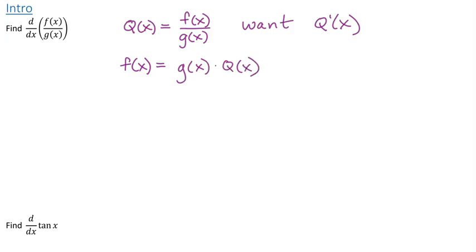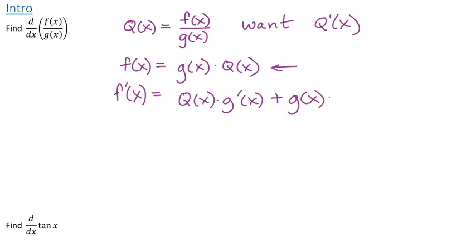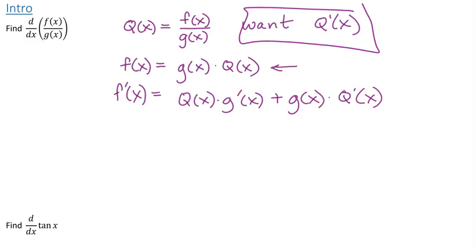And the reason this is helpful is because while we don't know the quotient rule yet, we do know the product rule. So we know how to find f prime of x. f prime of x is the second, q, times the derivative of the first, g prime, plus the first, g, times the derivative of the second, q prime. And now remember, our goal was to find q prime of x, so I can solve that. This is not a terribly hard equation to solve.